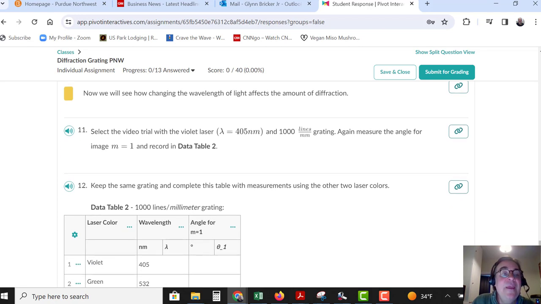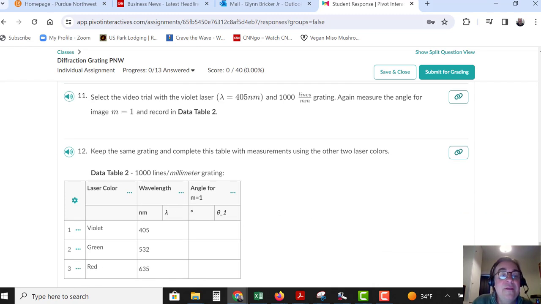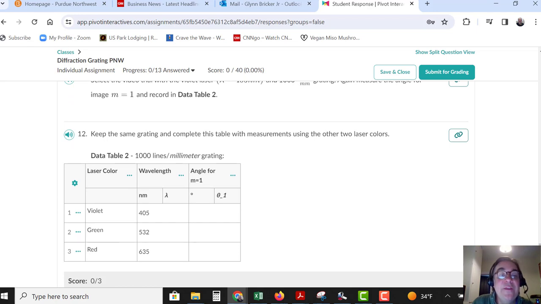All right, excellent. And now it says here, now select the video trial with 405 nanometers, so violet laser, and then 100 lines per millimeter grating. Again, measure the angles for m equal to 1 and record it in this table. So this is table 2 here. Keep the same grating and complete the table. So keep the same grating, but use these 3 different laser lights. Measure m equal to 1.